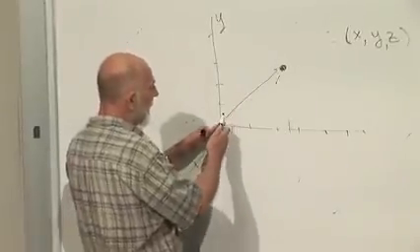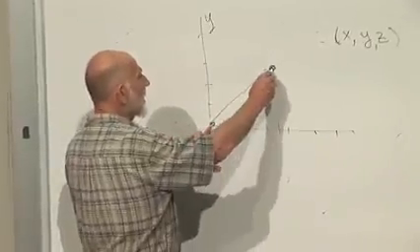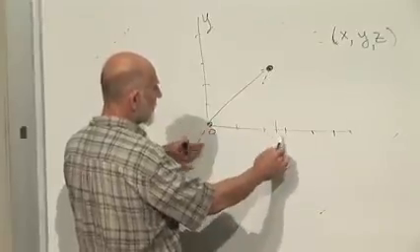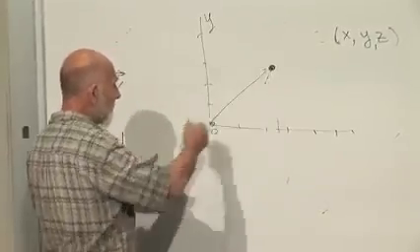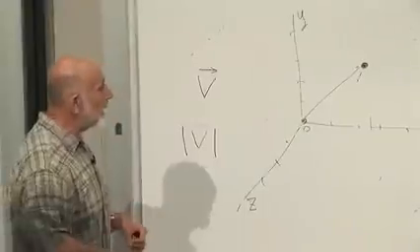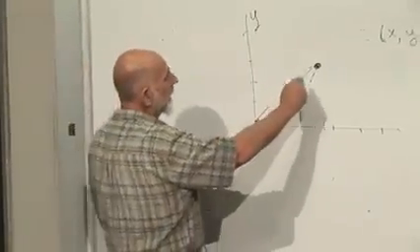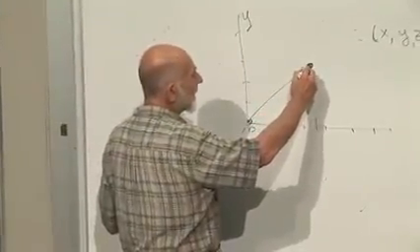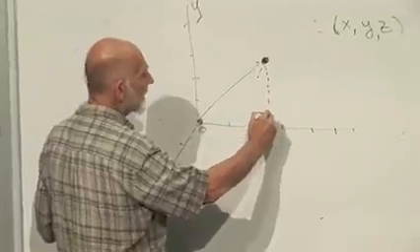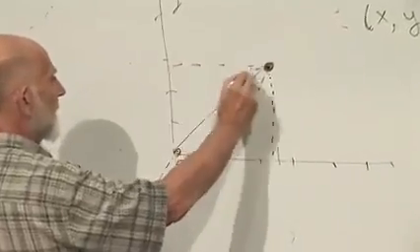If you wanted to go from the origin to this point over here, you would go a certain number of units of x, a certain number of units of y, and a certain number of units of z. The other way to define it is to drop a perpendicular from the point to each one of the axes.